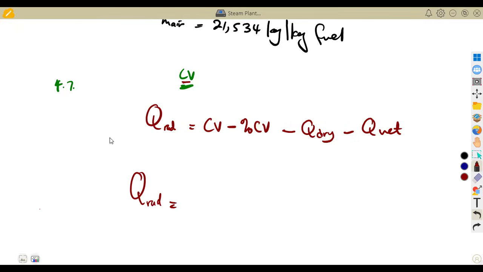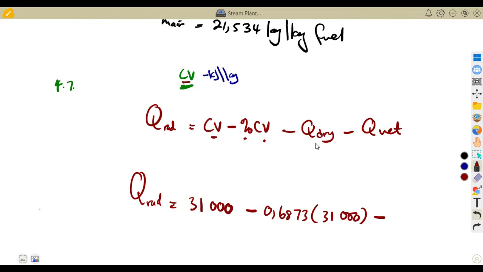Again, from the heat balance, I said you are supposed to be given the units. Since we are not given the units, let's maintain how the others are given. They gave the calorific value and the others in kilojoules per what? Per kilogram. So we're going to use that consideration. Our calorific value, I mentioned before, was 31,000. So we have 31,000 minus the thermal efficiency as a decimal, 0.6873, times 31,000, minus Q for the dry.